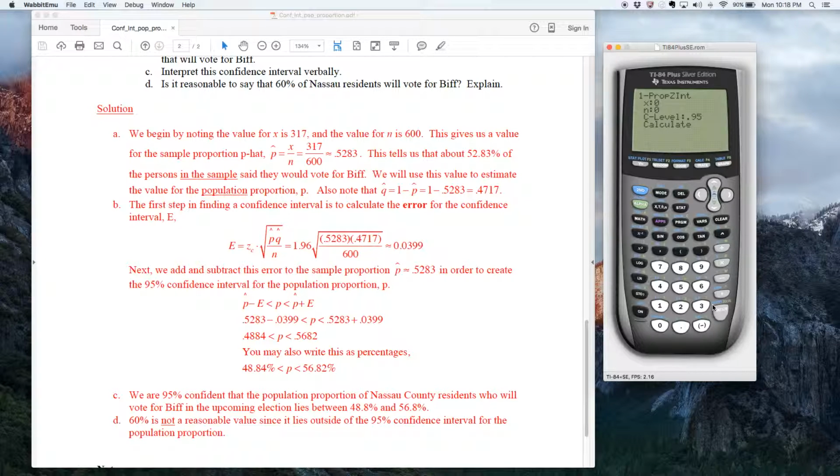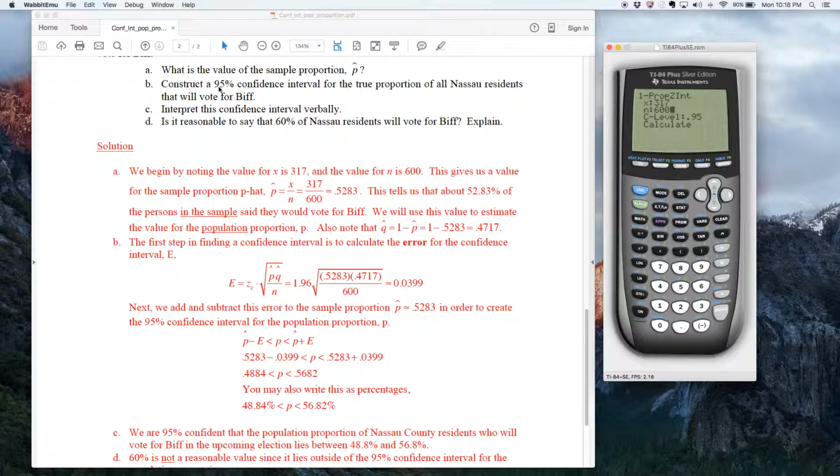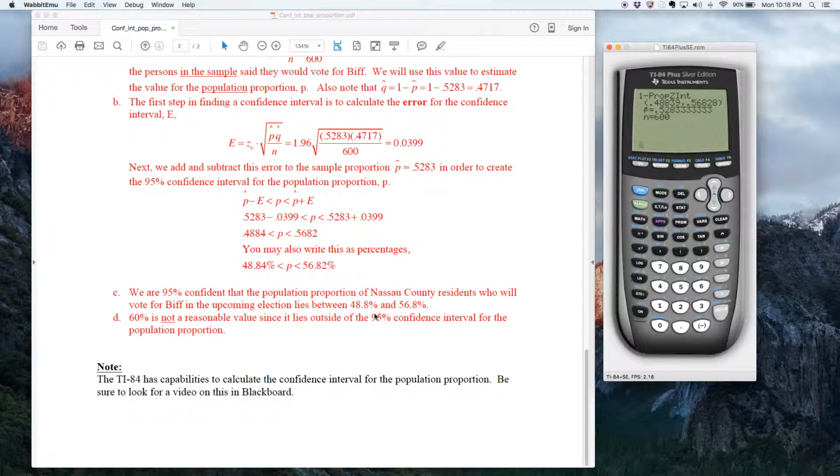So the x was 317. The n, the number of people, which is the sample size that were polled, was 600. And this question here says 95% confidence interval. All right, so I'm going to leave that as 95%. Go on top of calculate, let it do its thing, and there you have it. So there's your confidence interval, the lower limit of confidence and the upper limit of confidence, which is the same answer that we got here when we did it by hand, 0.4884. As you can see, 0.48839.